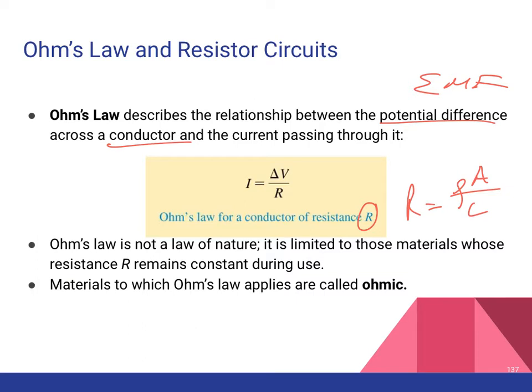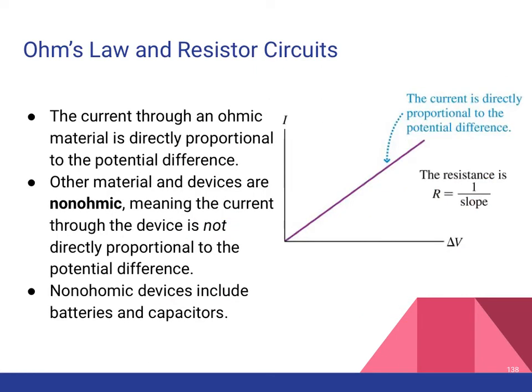Now, an important thing to know, Ohm's law is not a law of nature. What does that mean? It means that materials that follow this formula are considered ohmic. There are non-ohmic materials out there too, meaning that if I increase the voltage, the current might not increase linearly with that voltage. There are a lot of things that are not ohmic, and what we're going to focus on in this class is going to be ohmic resistors.